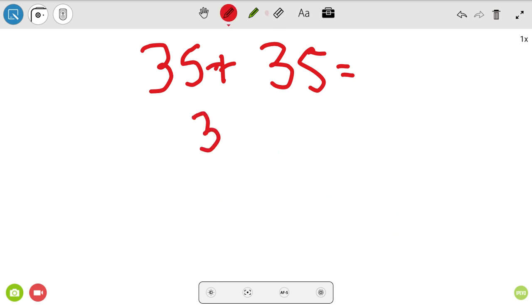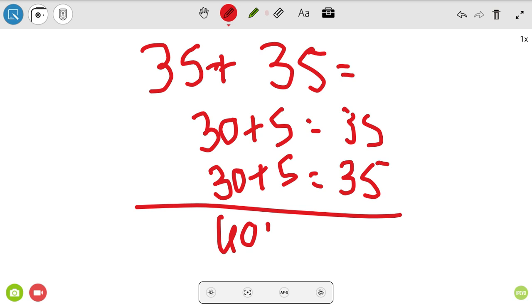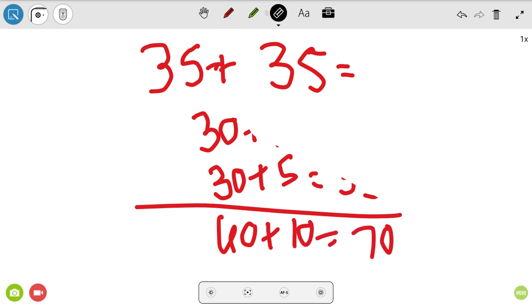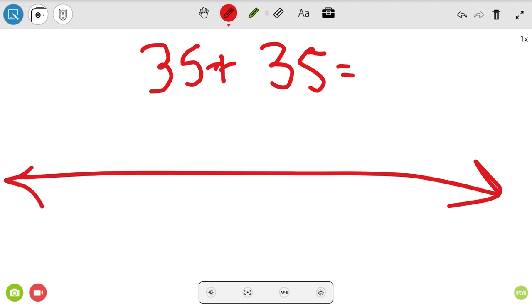What I was doing just a second ago was expanded form. So I was doing 30 plus 5, 30 plus 5. And then I just add my tens and my ones, 60 plus 10 equals 70. A good way to check your work would be to do more than one strategy and see if you got the same answer. Number line, 35.